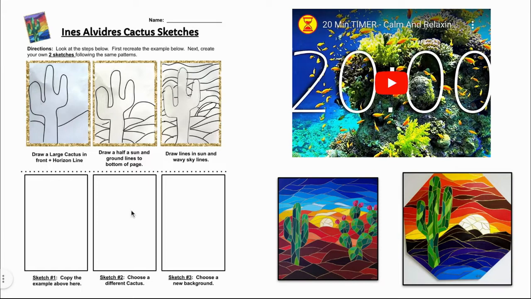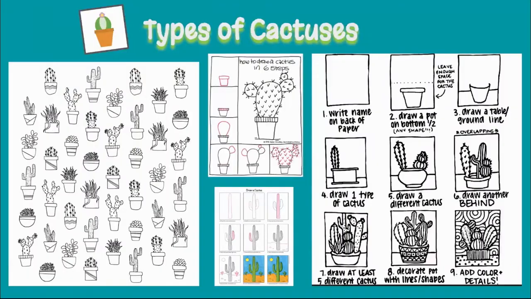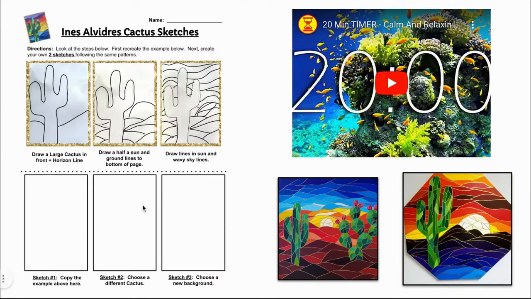The second sketch, I want you to play with a little bit more of what you want. I have a slide that I'm going to share with us of types of cactuses. They're all linked to my Google Drive, which you will be able to access, of all these various ways to draw different cacti. So you can always peek at that and come back and play with a new cactus. Do you want mountains in your background? What would you like? And finally, your third sketch, intermix.